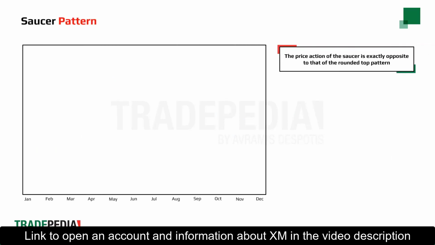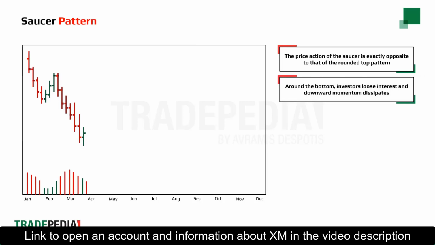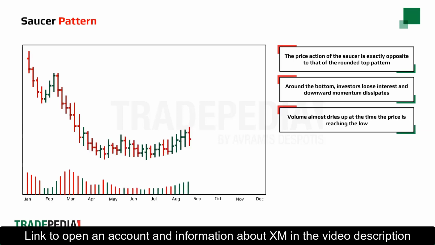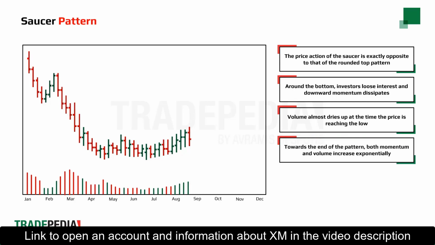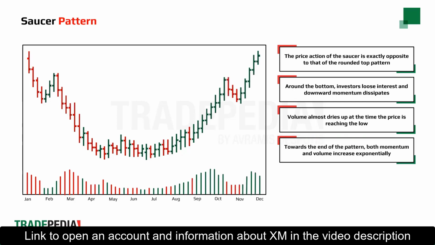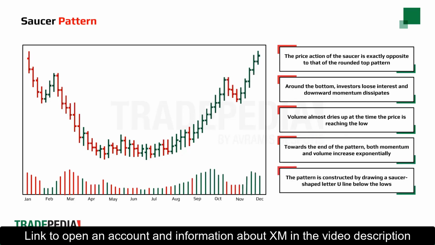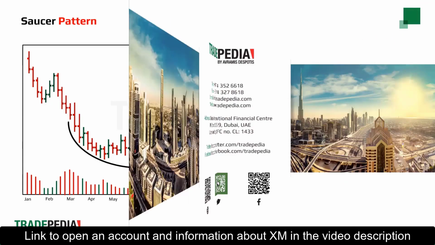The price action of the saucer is exactly opposite to that of the rounded top pattern, but the volume characteristics are the same. As the price drops towards the low point of the pattern, investors lose interest in the security and downward momentum dissipates. The lack of interest is also characterized by the volume level, which almost dries up at the time the price is reaching the low. Towards the end of the pattern, both momentum and volume increase exponentially. This pattern is constructed by drawing a saucer-shaped letter U line below the lows.